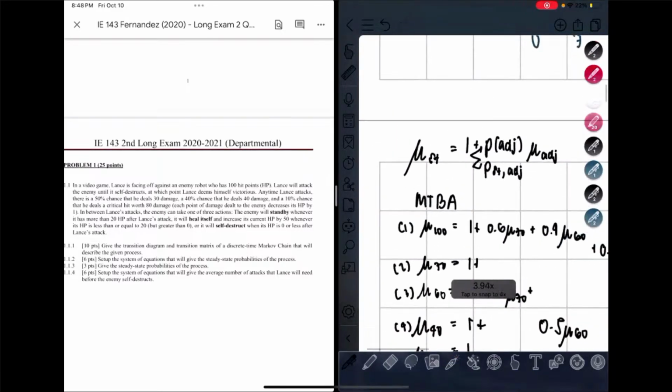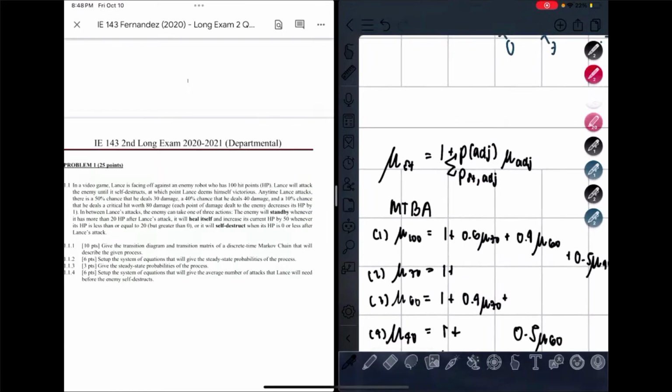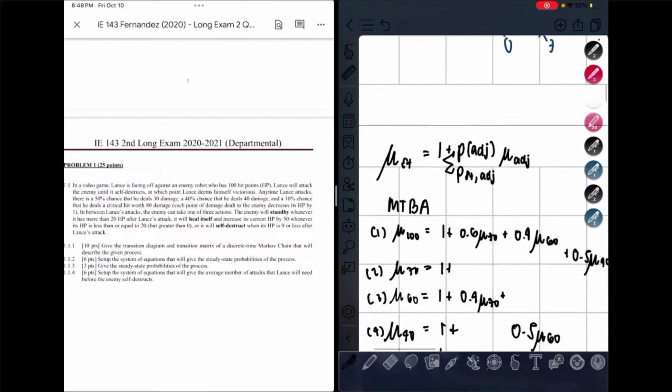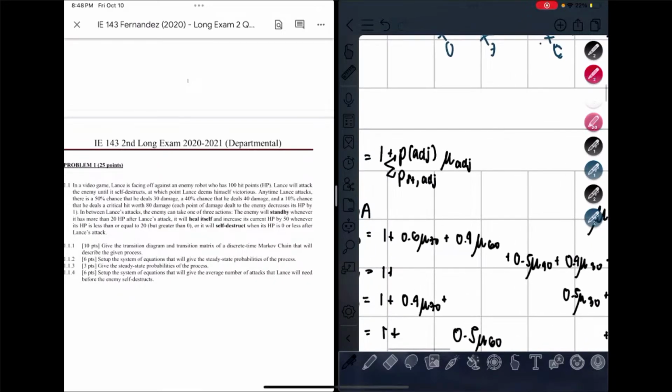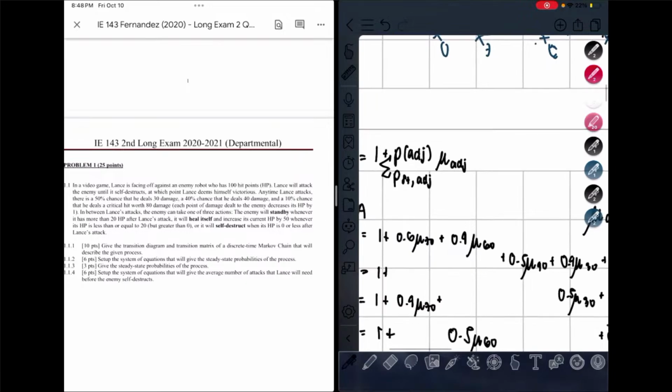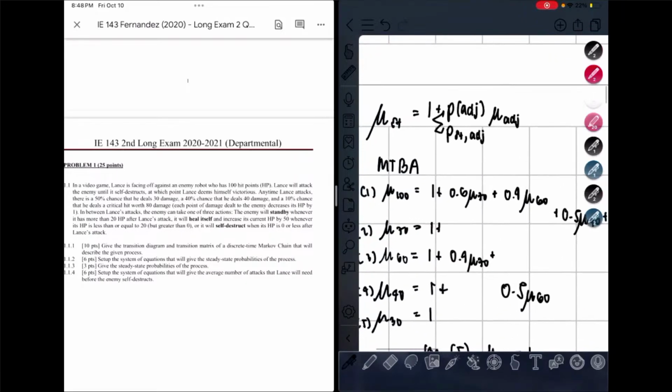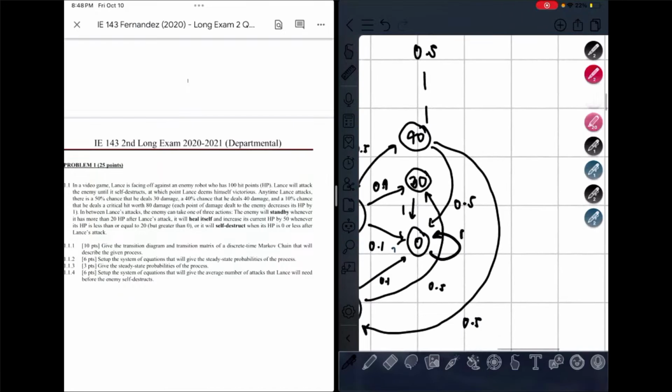Okay, so now we have 4 equations and di pa rin nagbago yung number of unknowns. So 4 equations, 5 unknowns. So let's try one more that we haven't expressed pa, which is mu30. So let's derive an expression for mu30.